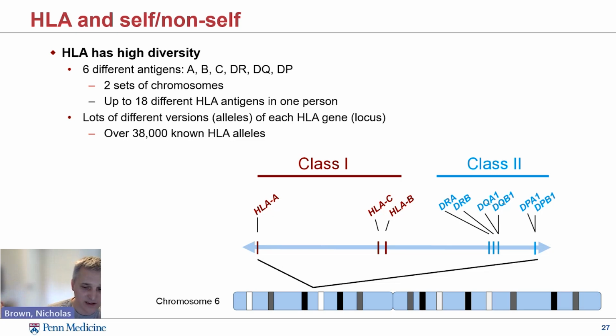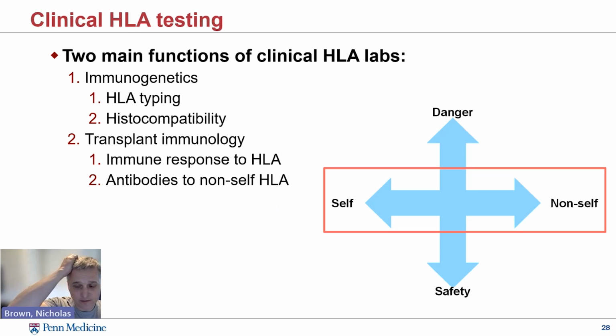Again, a really nice example of that is COVID, right? This was a germ that had never infected humans before 2019. But even though it had never infected humans before, because there are so many different HLA molecules out there, every single person had at least one HLA antigen that was capable of presenting those peptides from this novel virus and inducing an immune response. All right, so finally, now getting to clinical HLA testing.